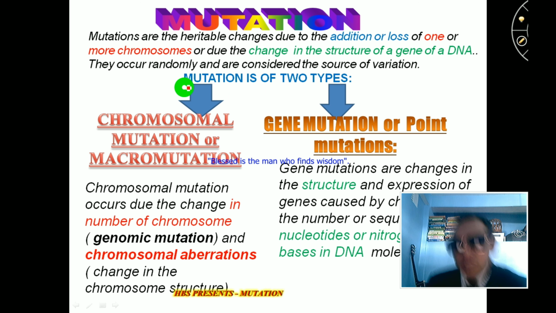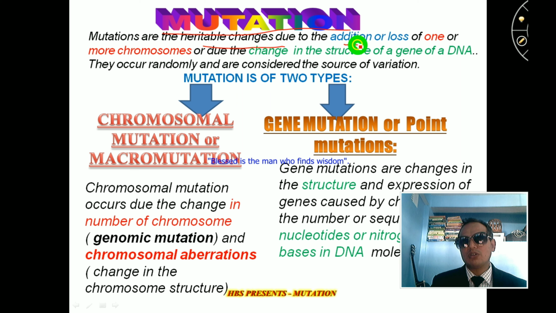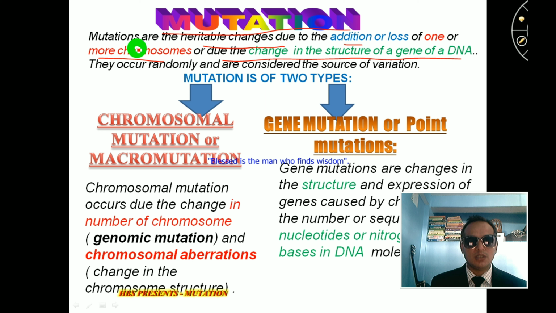Okay, and in today's class we will learn about mutation. Now, what is mutation? Mutation is an inheritable change due to the addition or loss of one or more chromosomes, or due to a change in the structure of DNA. So there are two important points in mutation. One is either a change in the number of chromosomes of a diploid cell, or a change in the structure of a gene of a DNA. So both of these things lead to mutations.